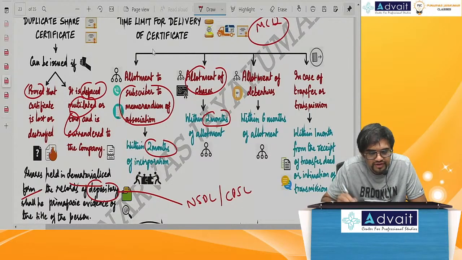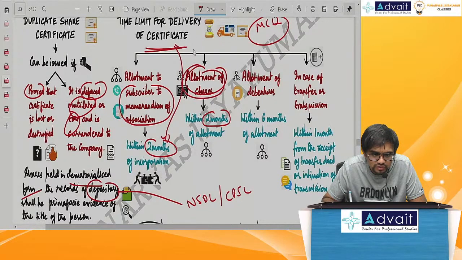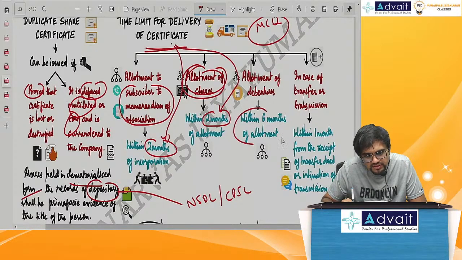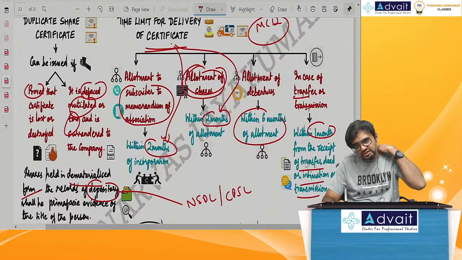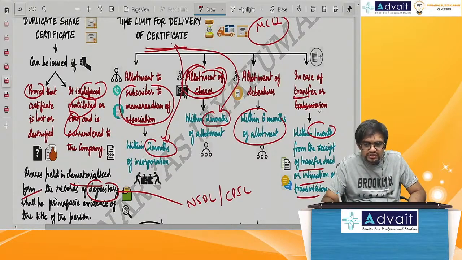You need to deliver the certificate. For normal subscribers, within 2 months of incorporation. For those who have been allotted shares, within 2 months of allotment, they give the share certificate. Debentures within 6 months. In case of transfer or transmission, within 1 month from the receipt of the transfer deed or intimation of transmission. Transfer means sale of shares. Transmission is through what? Death, etc.